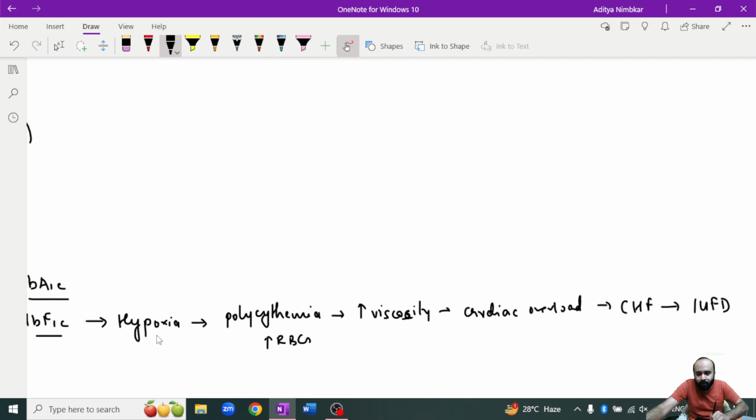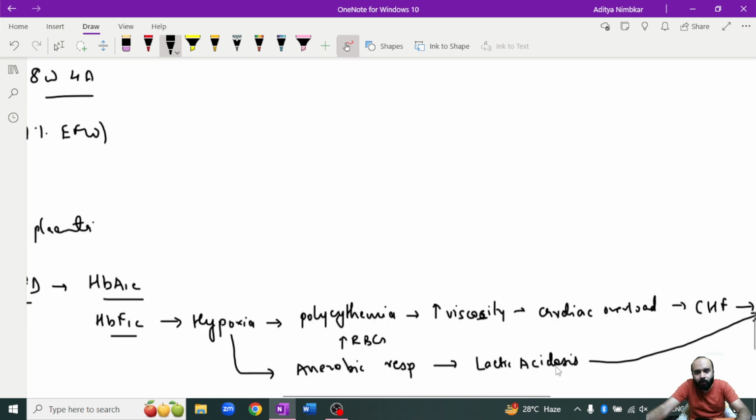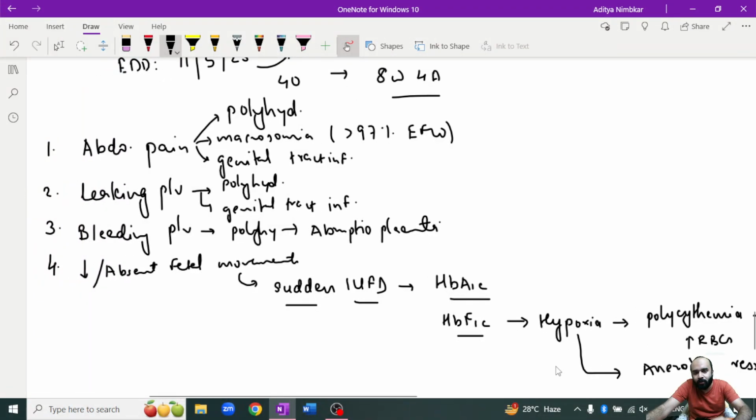At this point, whenever there is hypoxia, the body also says, let me start anaerobic respiration now. This anaerobic respiration leads to lactic acidosis, and lactic acid is very much toxic to the fetal tissues. So again, lactic acidosis will lead to IUFD. So these two are the major mechanisms which lead to sudden intrauterine fetal demise in a fetus.